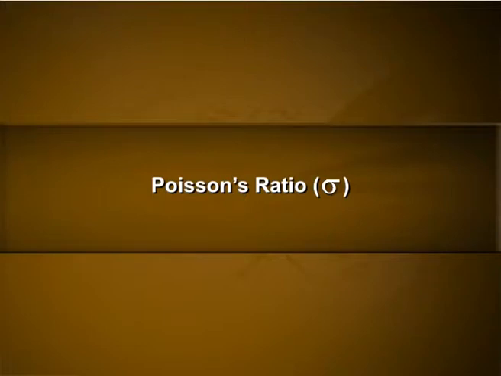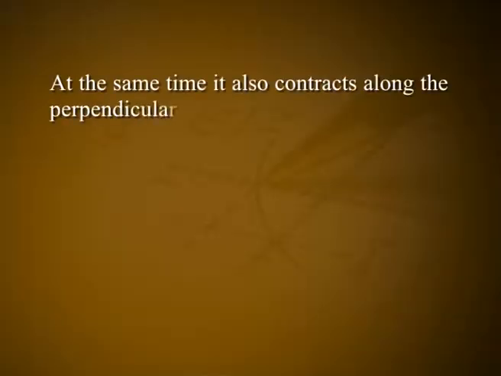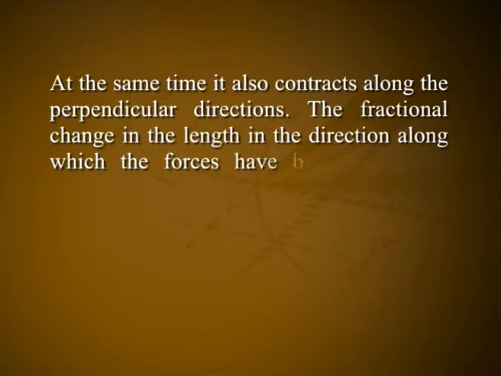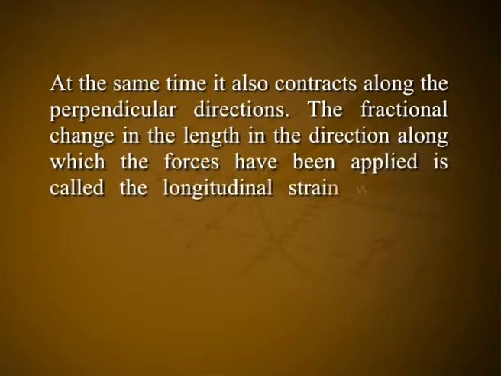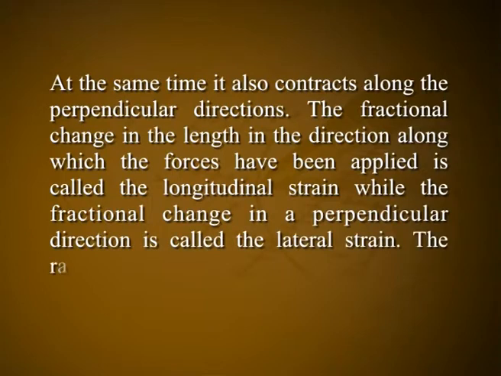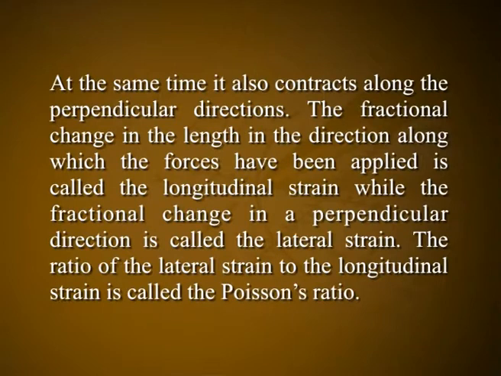Poisson's ratio sigma. When two equal and opposite forces are applied to a body along a certain direction, the body extends along that direction. At the same time, it also contracts along the perpendicular directions. The fractional change in the length in the direction along which the forces have been applied is called the longitudinal strain, while the fractional change in a perpendicular direction is called the lateral strain. The ratio of the lateral strain to the longitudinal strain is called the Poisson's ratio. It is a constant for the material of the body.